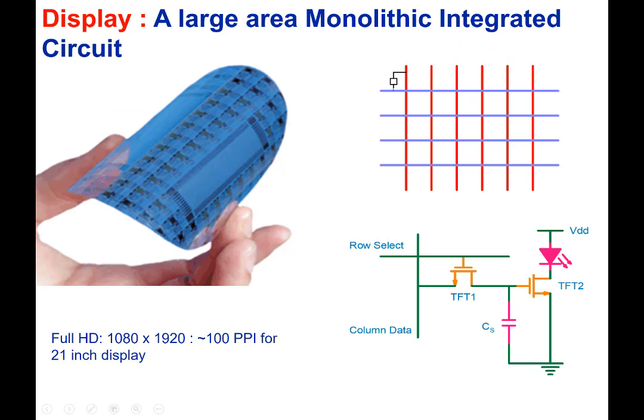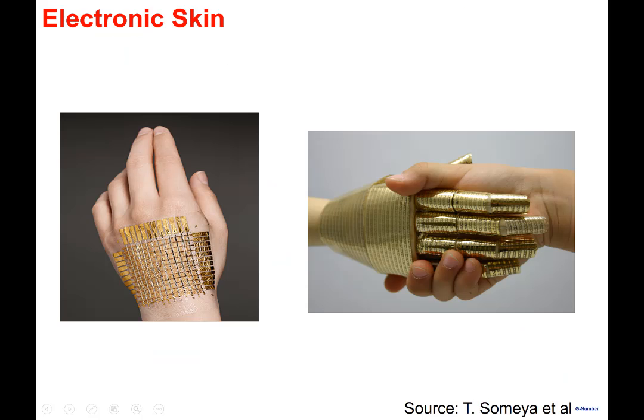Okay. All right. What are the applications? We'll skim through. So one of the prominent applications of this particular field is display. And keep in mind, a display is a large area monolithic IC. That's what it is. We've discussed that. So that's one application here. Electronic skin. Now, electronic skin is required for several applications, robotics, for example, and also prosthetics.